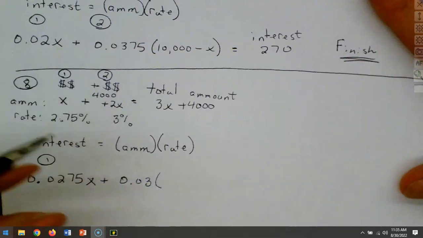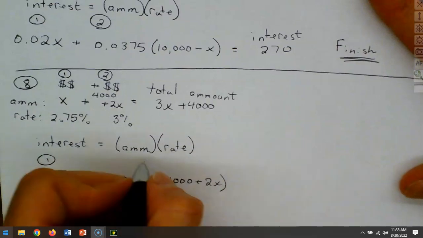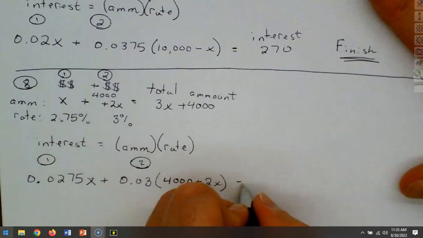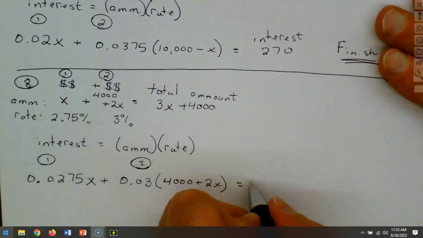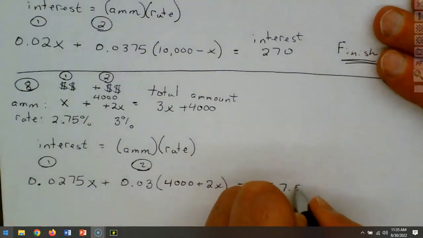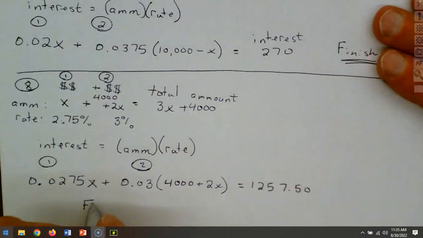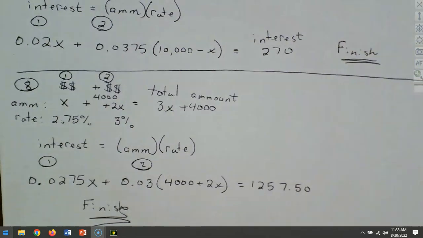And how much is in there? Yep, plus 2x. And then the right-hand side is going to be a number. And how much did we make? Yep. At 1257.50, so that goes there. And you can finish it from there. Is everyone okay with how I got that equation? Is it making sense? Okay.